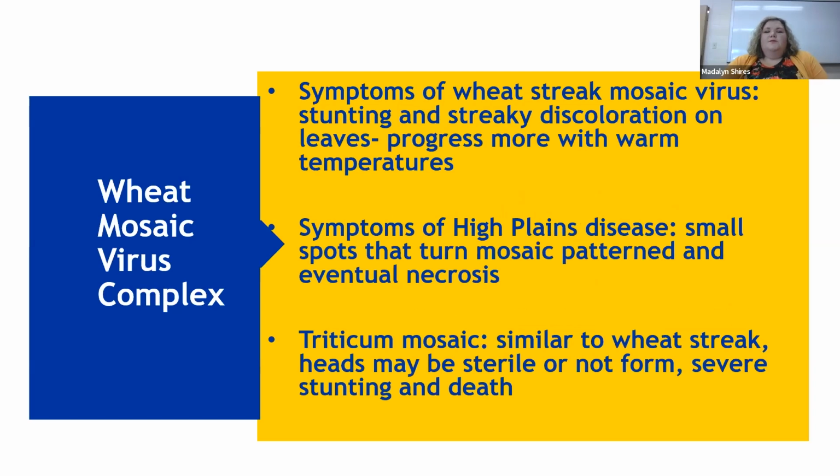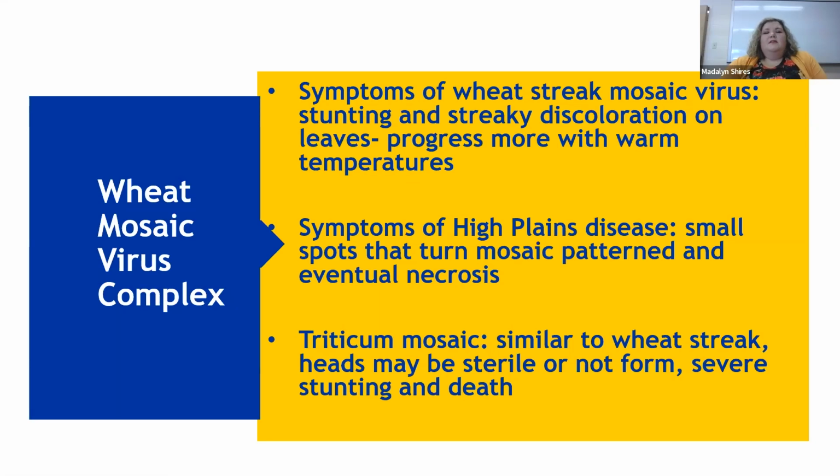So here are some symptoms of the different viruses. Wheat streak mosaic virus is the one that a lot of us have probably heard about because it does show up here in South Dakota pretty frequently. Symptoms are stunting and streaky discoloration on the leaves. It progresses more with warmer temperatures.